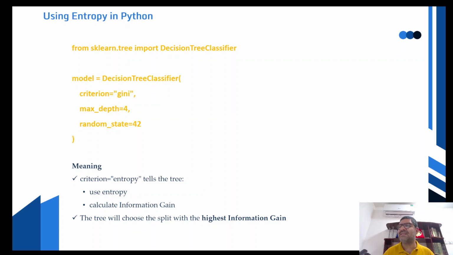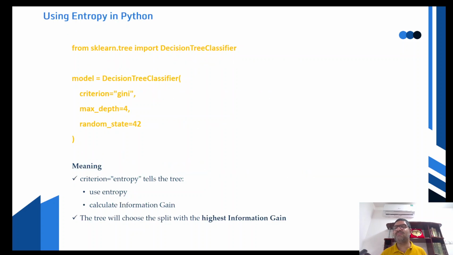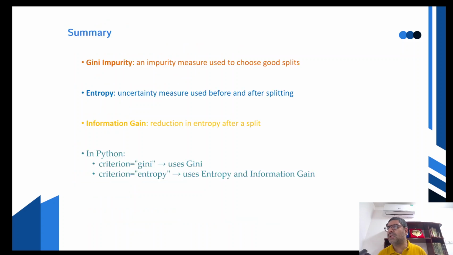When we are saying that, we are saying that you have to use criterion entropy, which tells the tree to use entropy and calculate information gain. The tree will choose the split with the highest information gain. So these are the two differences. And I think the code which is written here is by mistake. Criterion should be entropy. Anyways, that is not a big thing. I can just show it to you directly in Python.